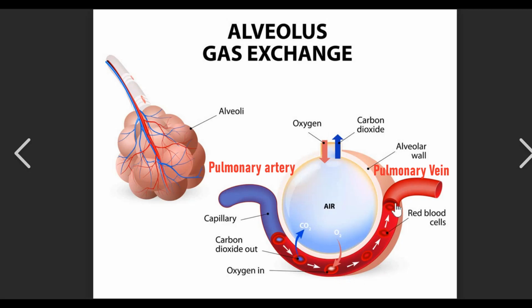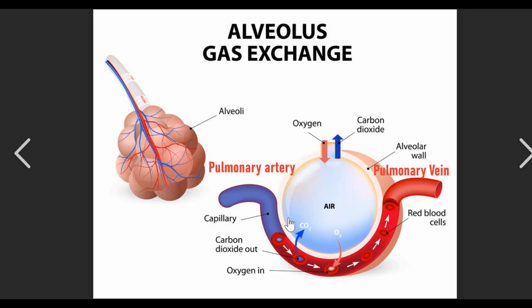This oxygenated blood moves into pulmonary vein back into the heart, where the heart pumps this oxygenated blood to all organs. The carbon dioxide which moves out into alveoli is exhaled, moves out of the body through the respiratory tract. So the carbon dioxide moves out, oxygen moves in. It is a gas exchange, and this takes place in alveoli.